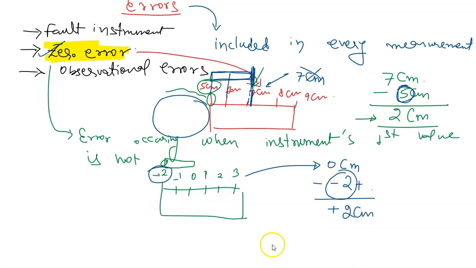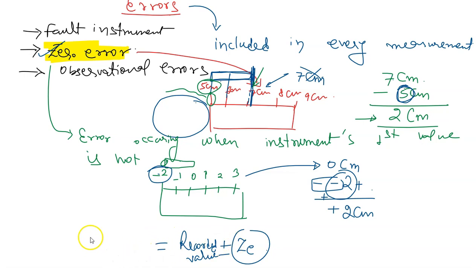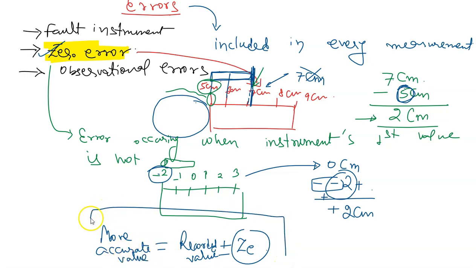So what we are doing with the zero error, we are actually subtracting the zero error. So you can see in this case we are subtracting the zero error. In this case, minus times minus gives plus, so we are adding the zero error. So basically, if I have a recorded value and to that recorded value I add or subtract the zero value of the instrument, then I'll get a more accurate value, right? So this concept of zero error has to be understood clearly.